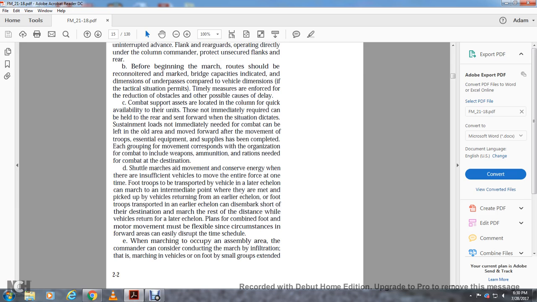Shuttle marches move to conserve energy when there are insufficient vehicles to move the entire force at one time. The troops are transported by vehicle, and later echelons can march from an intermediate point where they are picked up by the vehicles, which return for the earlier echelon. Foot transport of the early echelon disembarks short of the destination and marches the rest of the distance while the vehicles return to the later echelon. Plans for the combined foot and motor movement must be flexible since circumstances in forward areas easily disrupt the time schedule.